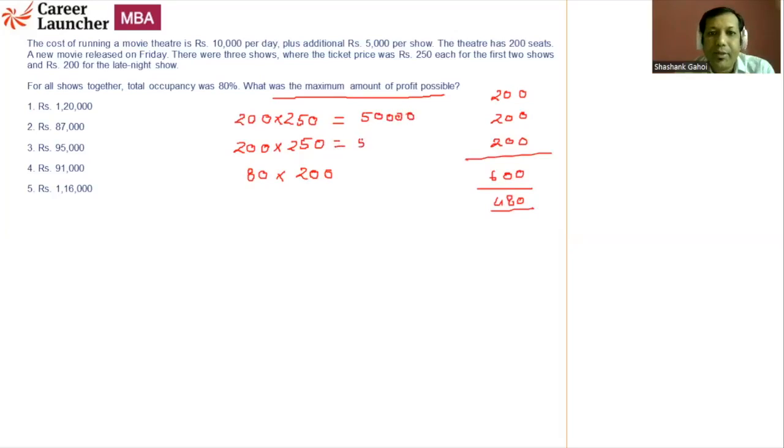This comes out to be 50,000. This comes out to be 16,000. So total revenue comes out to be 1,16,000, and this is the maximum possible revenue.